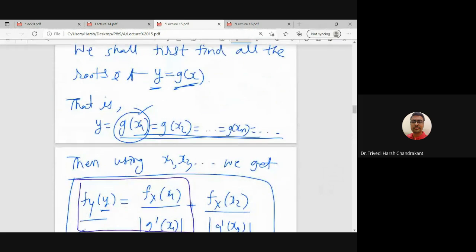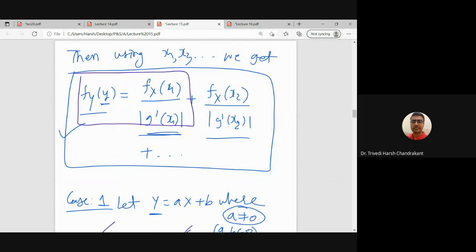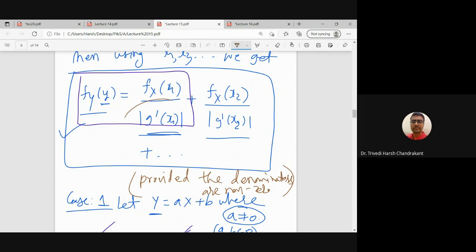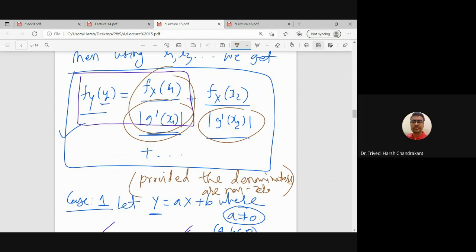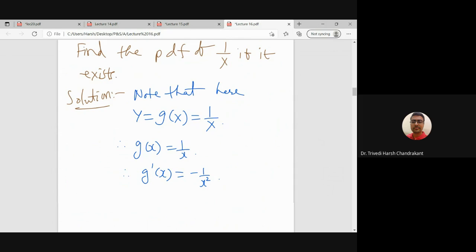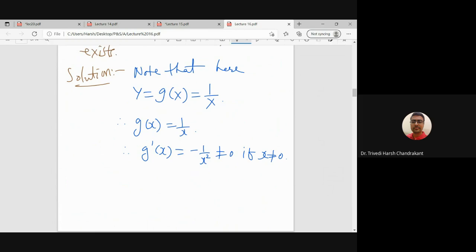We discussed the shortcut formula, but we have not mentioned that we can use the shortcut formula provided the denominators are non-zero. Because if g dash of x1 is 0, we cannot divide. So all these denominators must be non-zero to apply the method. This method works only for those y for which the derivatives g dash are non-zero. The derivative of g, minus 1 upon x square, is non-zero if x is non-zero. So that means we can apply the shortcut formula for all those y for which the corresponding x is non-zero.